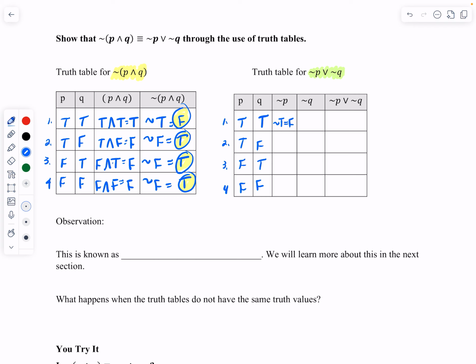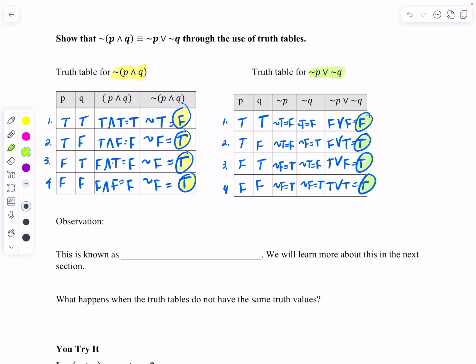Now if I compare the two, line 1, they're both false. Line 2, they're both true. Line 3, they're both true. And line 4, they're both true. So therefore, they are equivalent. So we can say negation of P and Q is equivalent to negation P or negation Q. By the way, this is known as the use of De Morgan's law.